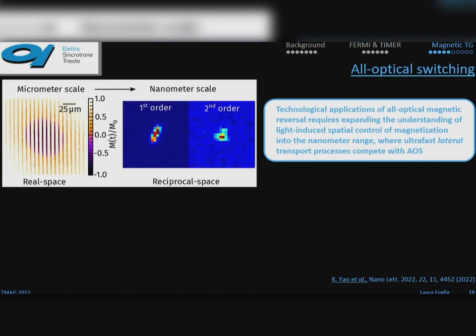Switching a bit to the physics, this was all nice, but this was all thermal. Are we able to do something directly with light? So are we able to look at the regime of all optical switching, where we are playing directly with the exchange interaction? And the answer is yes, and we can do it in the nanometer scale. So this is an experiment that combined real space microscopy experiments in the visible with the FEL transient grating experiment.